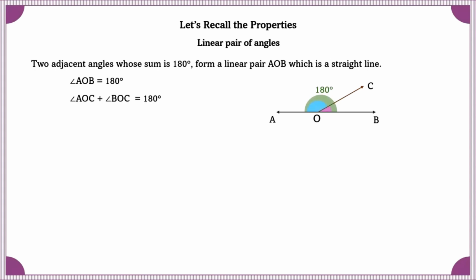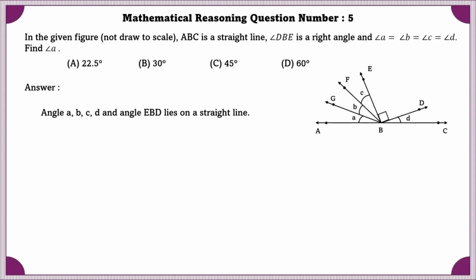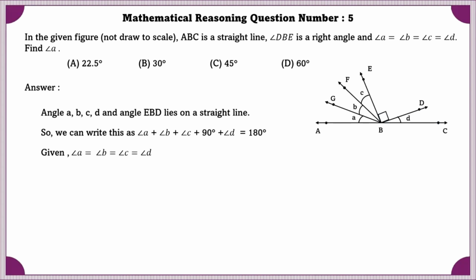So we can say that angle AOC plus angle BOC is equal to 180 degrees. Hence, AOC and BOC make a linear pair. Using this, we can find the value of angle A. We already know that angle EBD is a right angle, that is 90 degrees. Since angle A, angle B, angle C and angle D are equal, we can take them as x. So x plus x plus x plus x plus 90 degrees is equal to 180 degrees. Now simplifying, we find the value of x, which is also equal to angle A, that is 22.5 degrees.